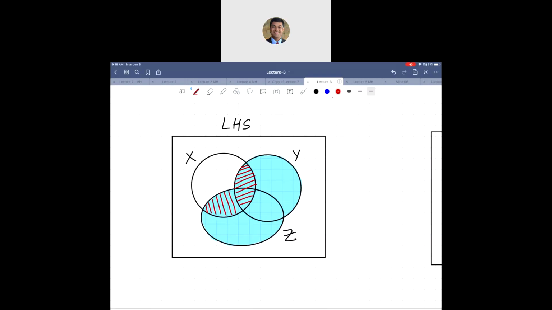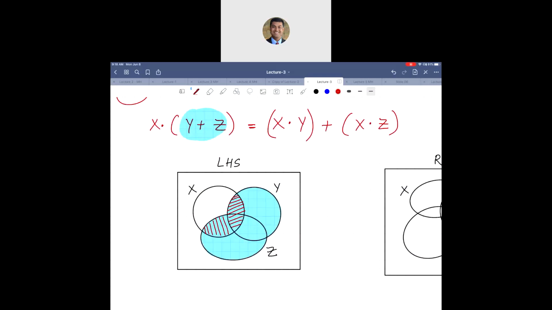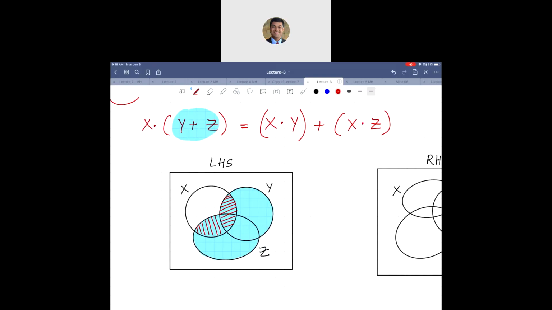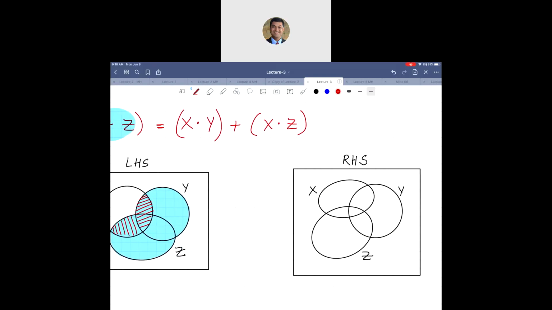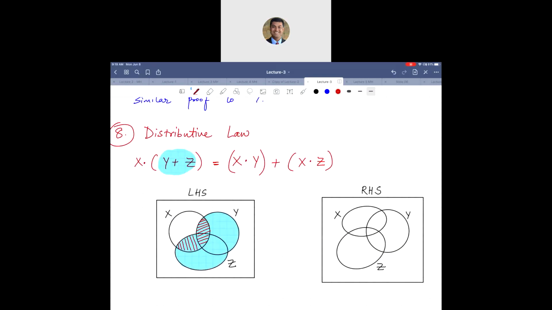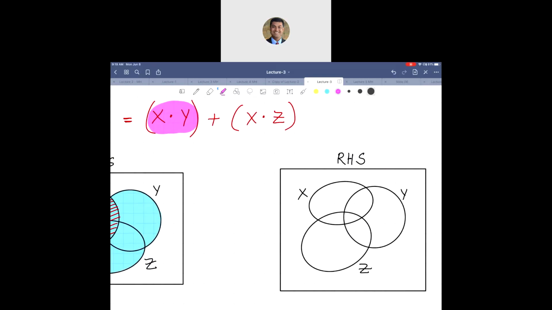That's it. So wherever you see the blue shade as well as the red stripes, that's left-hand side. How about the right-hand side? Let's do X and Y with, say, pink. Where is that going to be? It is the intersection between X and Y. So it should be right here, X and Y intersection.